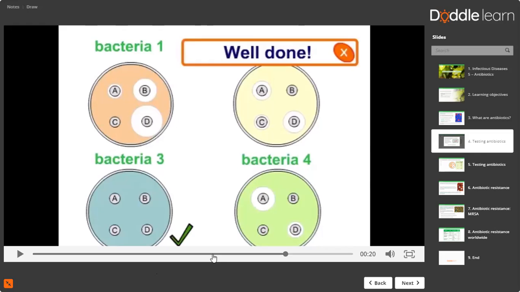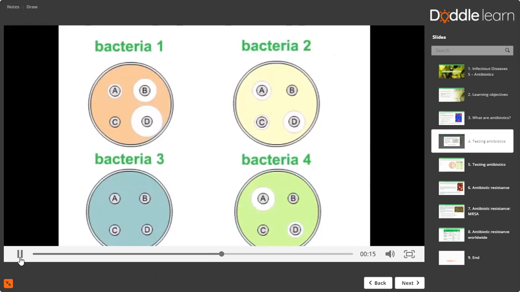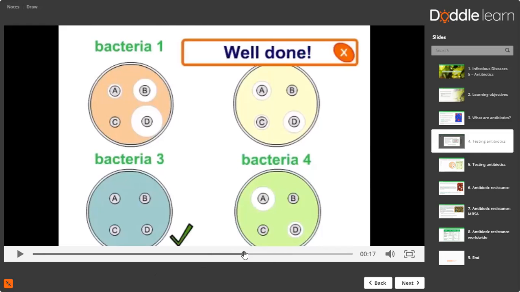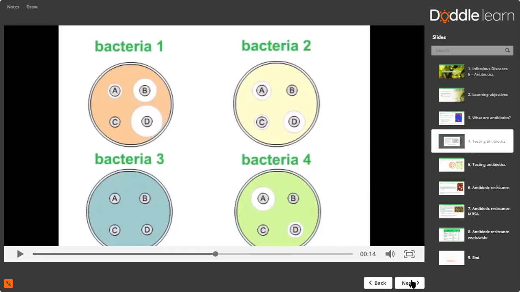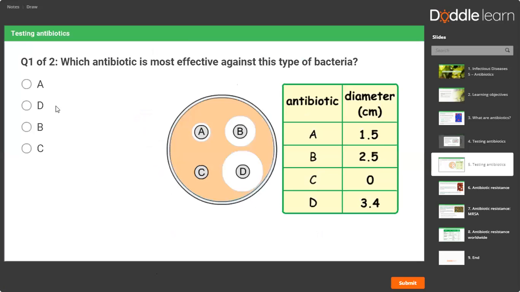And I don't even know what's happening on this one now. And then bacteria 4, A would be the best. So which antibiotic is most effective against this type of bacteria? Well, looking at that, we would say straight away D.